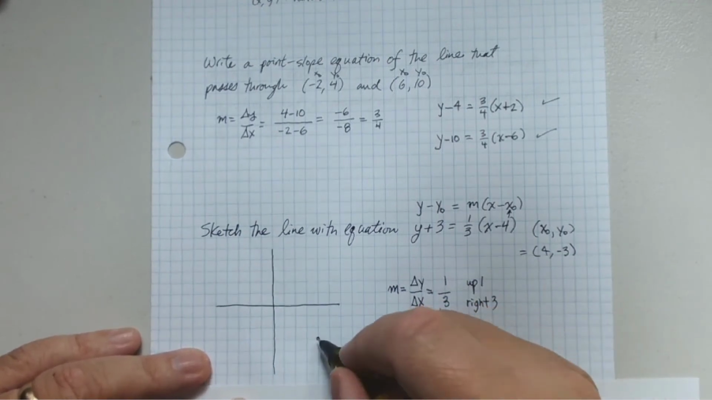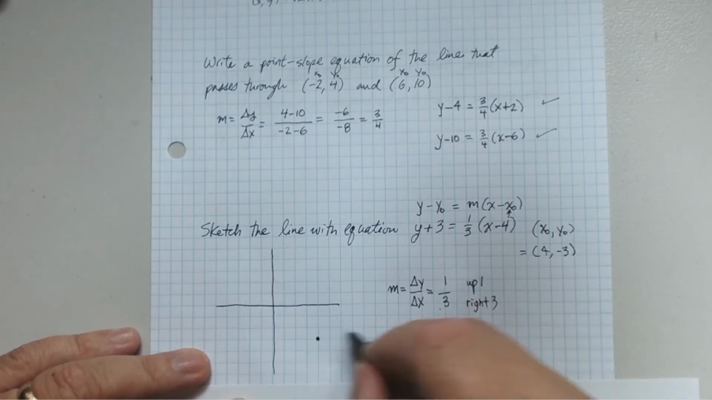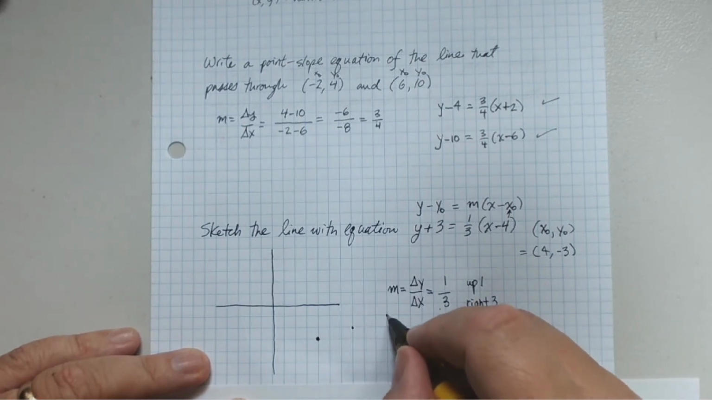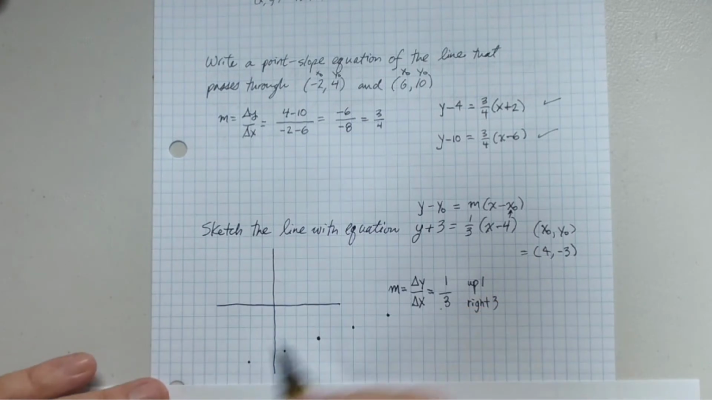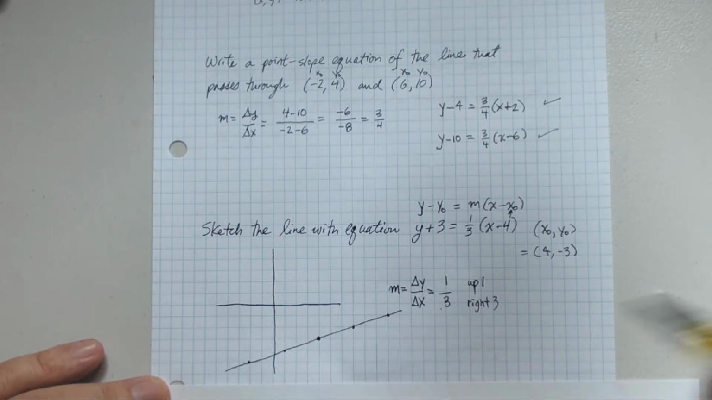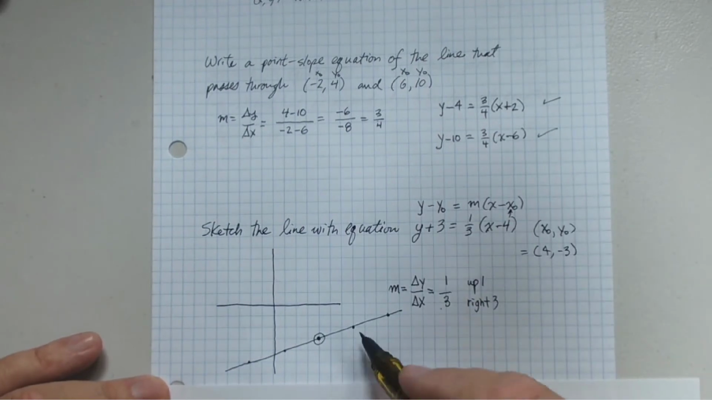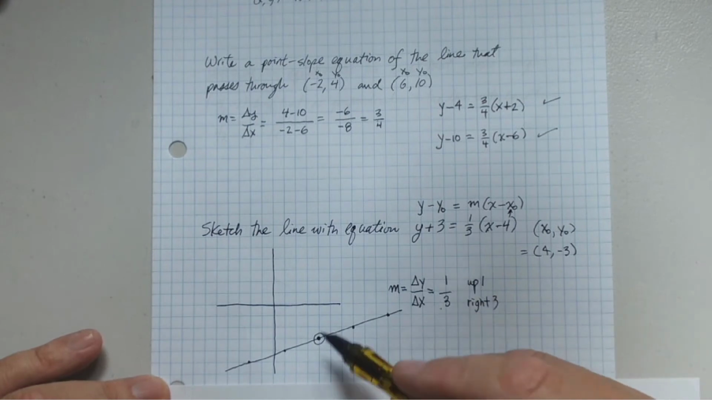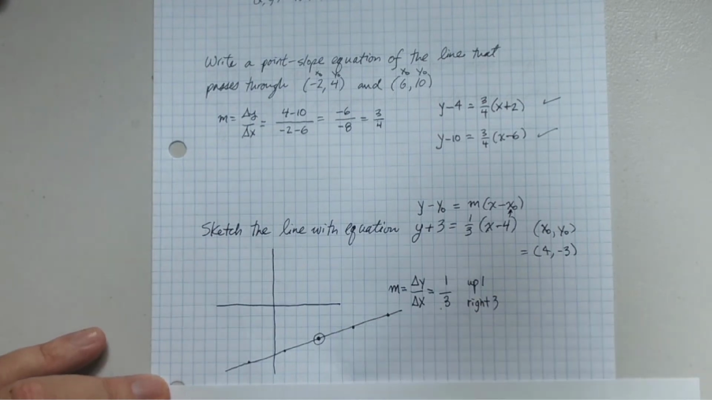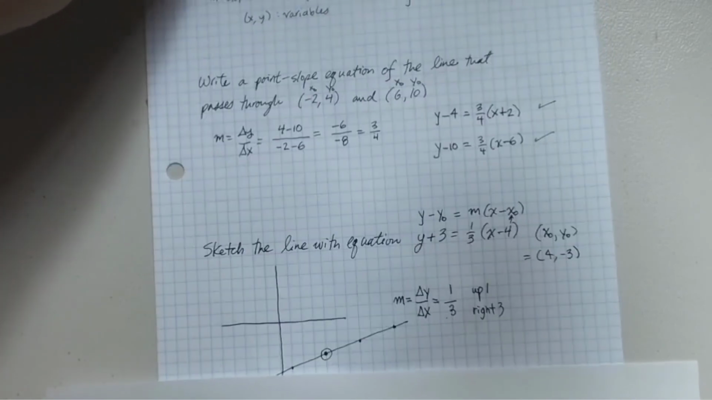So that means to get additional points on this line, I can go up 1, right 3. I can repeat that over and over again in either direction. And the line must pass through all these points. So there is the point that I knew was on the line, and here are more points that I generate using the slope and the changes that the slope implies. Let's do an example with a parallel line and an example with a perpendicular line.